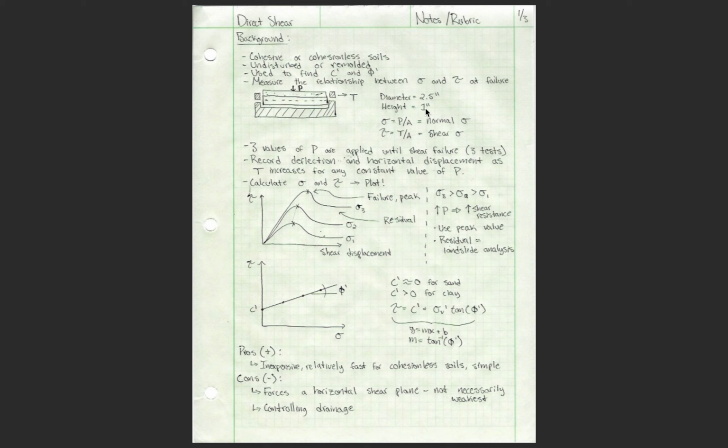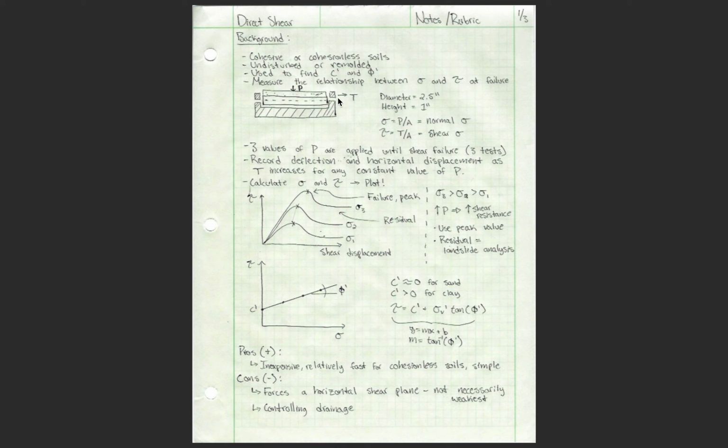We're told that our soil has a diameter of 2.5 inches and a height of 1 inch. You put it into a fairly similar apparatus as before, except there's another little part of the machine that applies a force horizontally. During this test, there are 3 different values of P applied. P is the force being applied vertically, and you record the deflection and horizontal displacement as T increases.